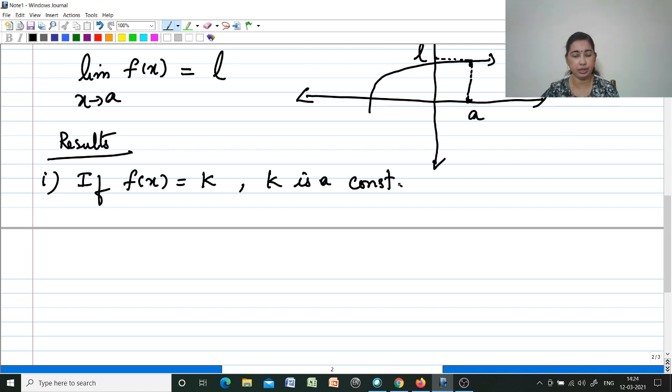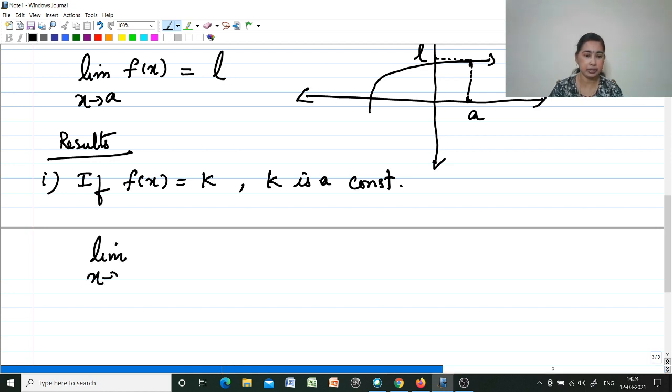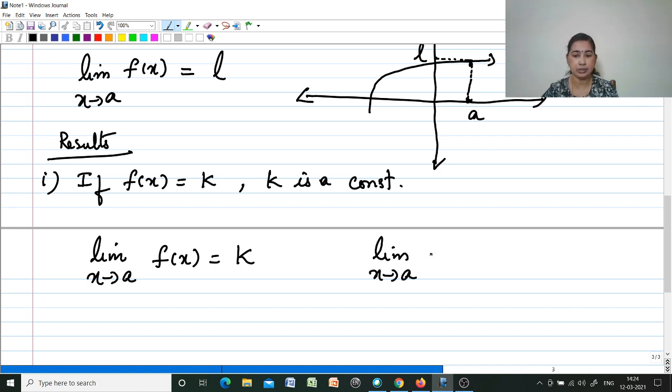If f of x is equal to k, a constant, then limit x tends to a, f of x is equal to that constant itself. Why is it so? Because limit x tends to a of a constant, f of x equal to k, means it is k. Here I don't have an x value to substitute, so the answer is k itself.